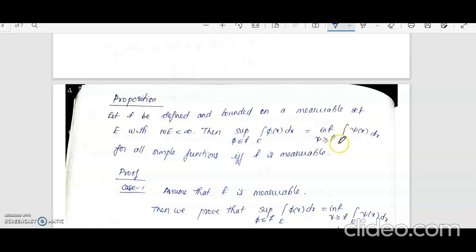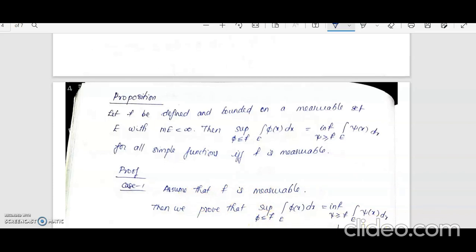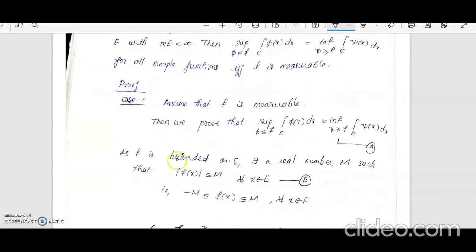So we will prove it both ways. First, if f is measurable, we will show that the supremum value will be equal to the infimum value, and the opposite way also: if supremum equals infimum, we will show that f is measurable. So we will now look at the proof that if f is measurable, then the supremum is equal to the infimum. So this is what we need to prove.